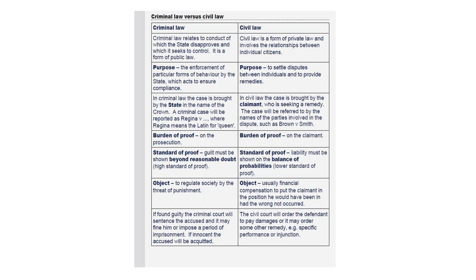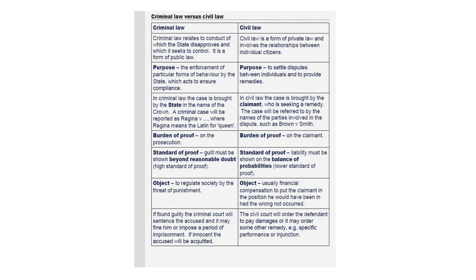Standard of proof: guilt must be shown beyond reasonable doubt. The burden of proof is on the state, on the prosecution. The standard of proof is what kind of proof, how much proof, is required for the judge to provide the verdict, and that is beyond reasonable doubt. If the judge is giving a verdict in criminal law, he must be sure that there isn't any reasonable doubt left. So if the evidence provided by the state is such that it is beyond reasonable doubt for the judge, he will give the verdict.